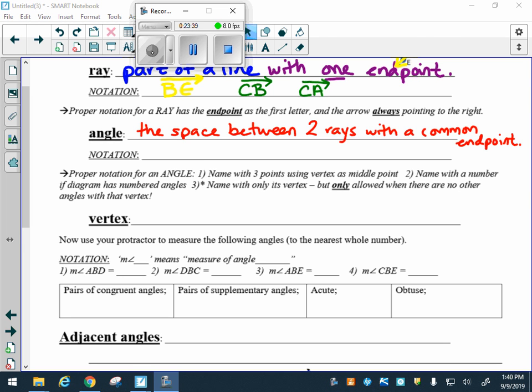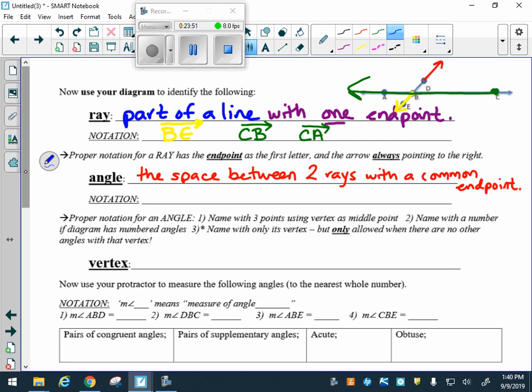Notation for an angle. There are lots of ways actually to name an angle. There's 3 ways to name an angle. Most commonly, we're going to name an angle with 3 points using the vertex, which we're going to define in a second, as the middle point. So if I think I'll erase this so you can see better what I'm doing. If I'm going to name, let's say, this angle, right? That angle right there. I'm going to use 3 letters.